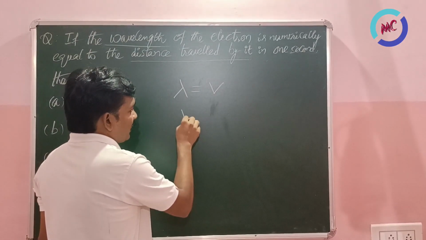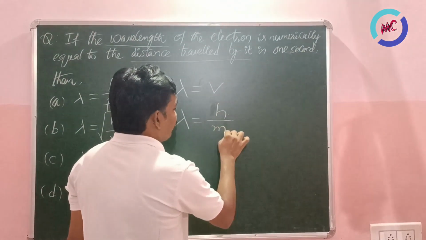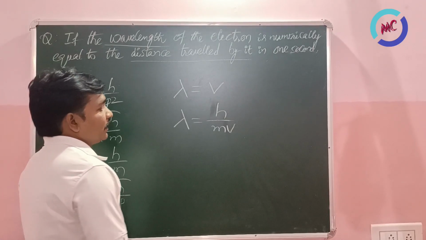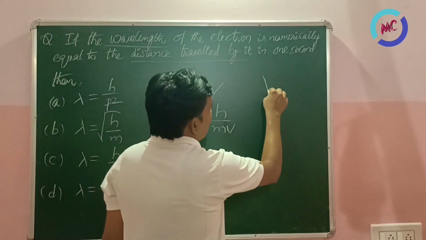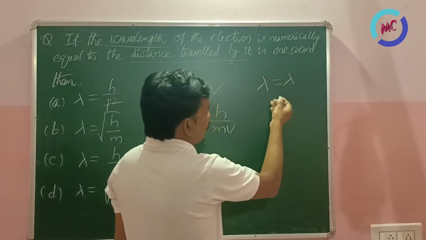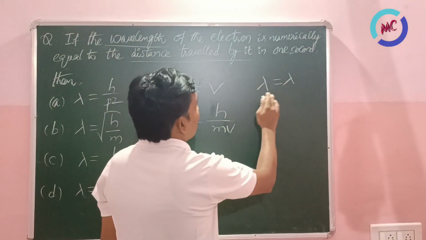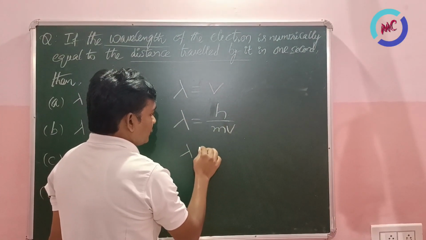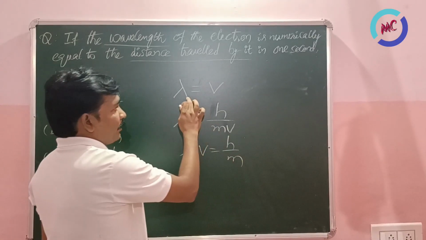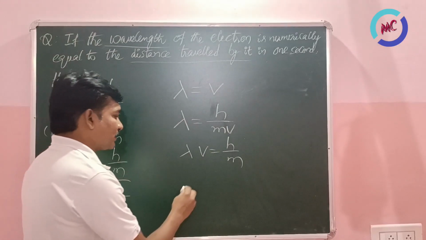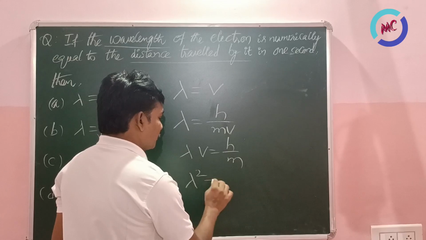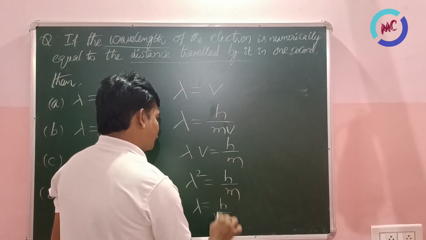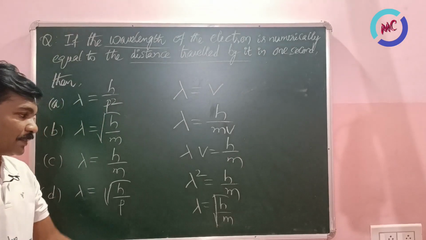What is de Broglie's equation? Lambda is equal to h by mv. Here lambda is equal to v. Lambda is equal to v. We can write lambda into v is equal to h by m. Here lambda is equal to v, so we can write lambda square is equal to h by m. Therefore lambda is equal to root of h by m. Finally lambda is equal to root of h by m.